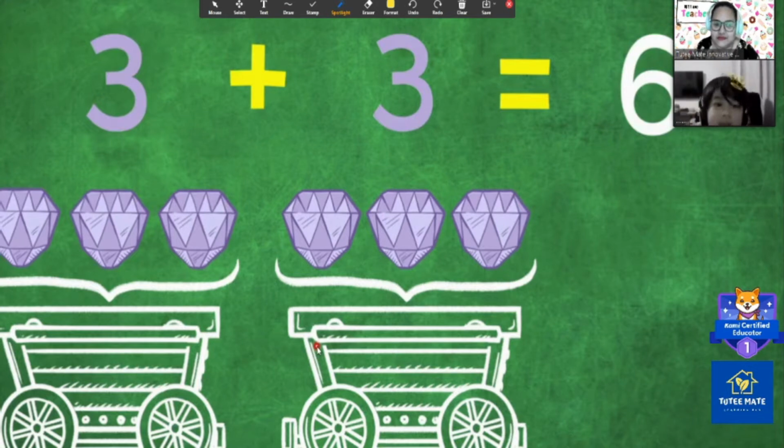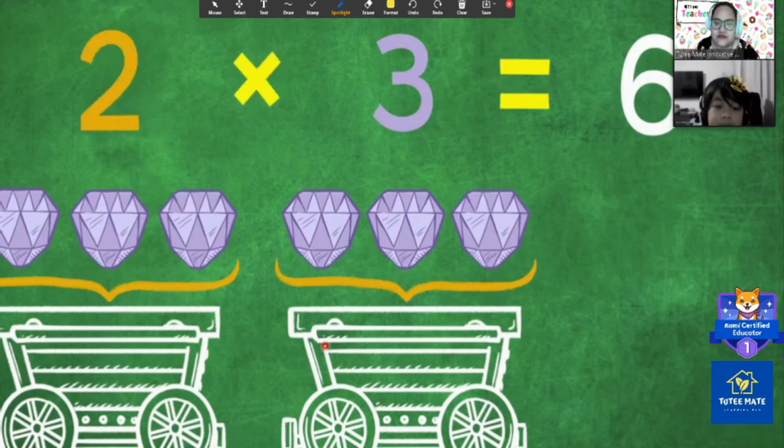We can also find out by multiplying. There are 2 groups and 3 sapphires in each group. So we can multiply 2 times 3.